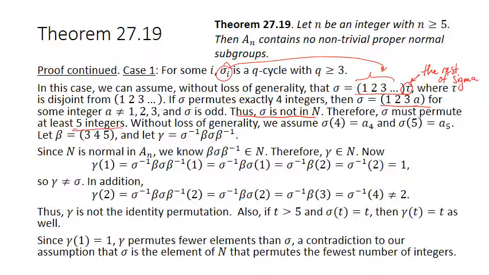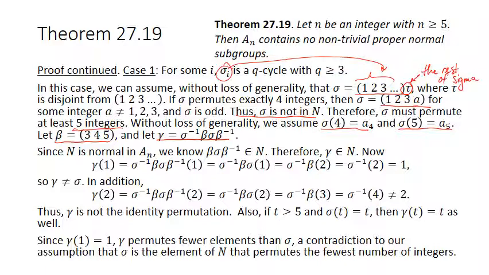So without loss of generality, we are going to assume that the image of 4 under sigma, so sigma(4), is going to be called a4, and then sigma(5), we're just going to call that a5. So we don't know what those are, but we're just calling them that. And now we're defining a thing called beta. So let beta equal (3 4 5). And now we're defining gamma. So let gamma equal sigma^-1 beta sigma beta^-1.